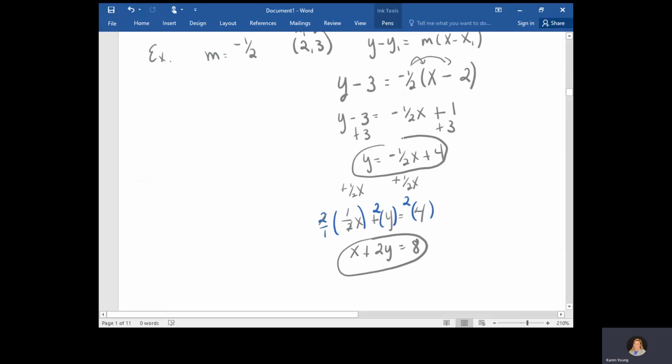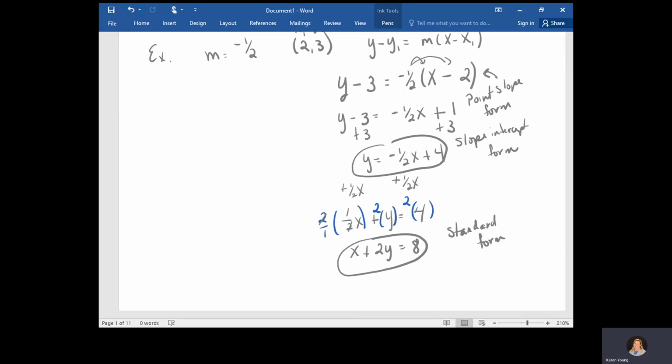This is in slope-intercept form. This is standard form. And this is point slope form. So we've gone through all 3 forms to get to standard form. It's just a matter of knowing the process.